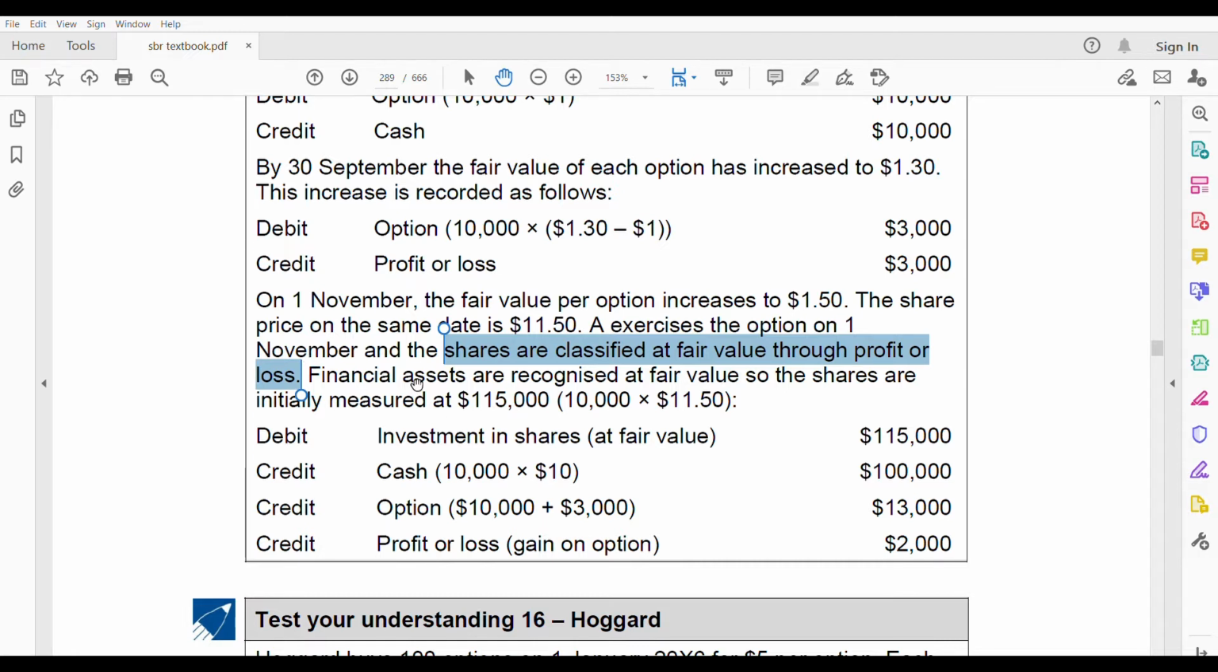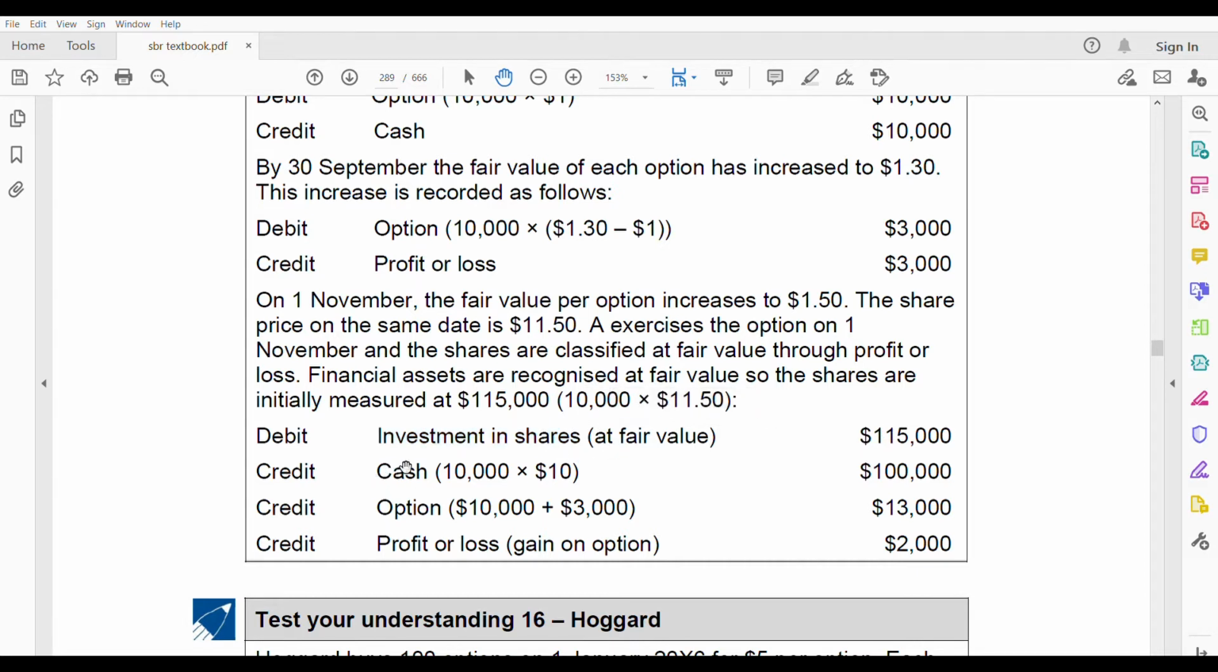So financial assets are recognized at fair value. The shares are initially measured at fair value, because this is fair value through profit and loss. So the shares are initially measured at 10,000 into 11.5, the share price. So investment in shares you need to debit. Investment in shares means this is a financial asset, at fair value, 115,000.